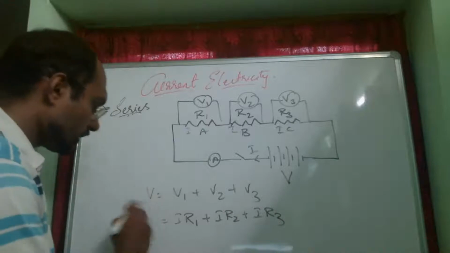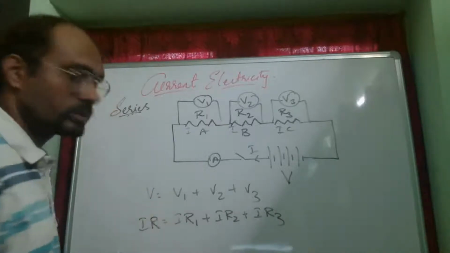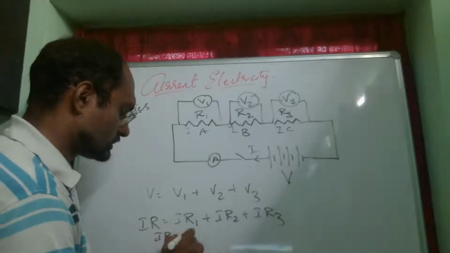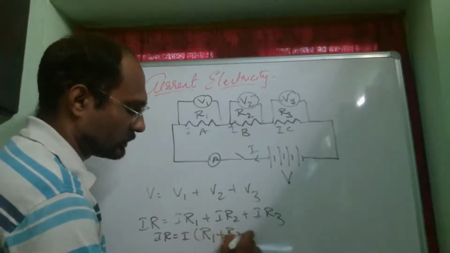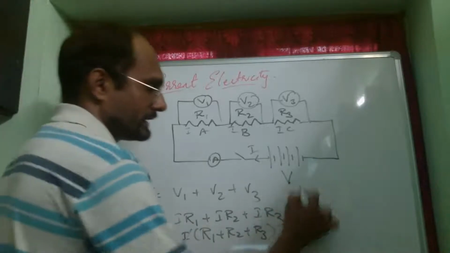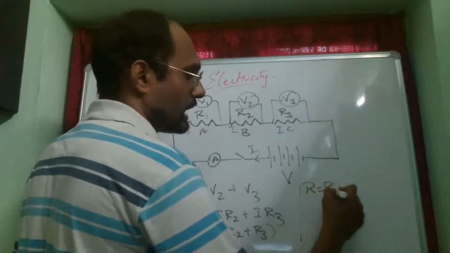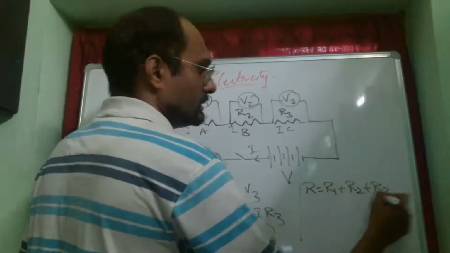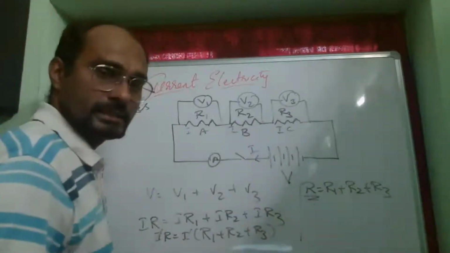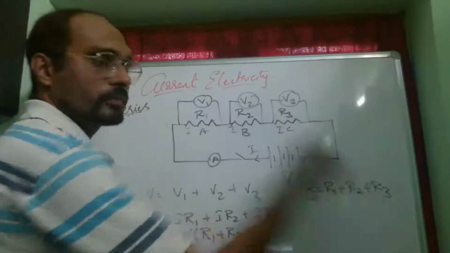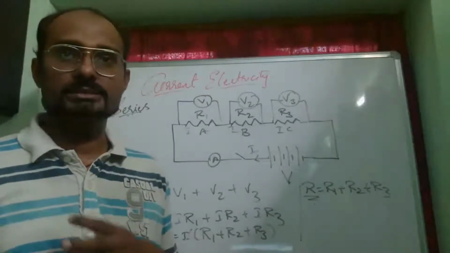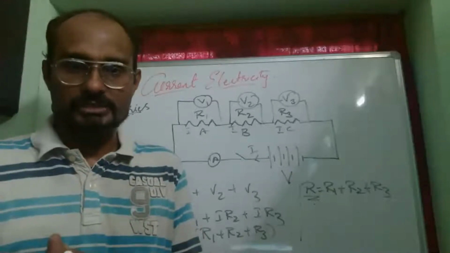Now V is equal to IR, as we know from Ohm's law. Taking I as constant, I get IR is equal to I into (R1 plus R2 plus R3), where I and I get cancelled. So R is equal to R1 plus R2 plus R3. That means the equivalent resistance of three resistors connected in series is equal to the sum of the individual resistances. This is a very important derivation as far as grade 10 students are concerned.